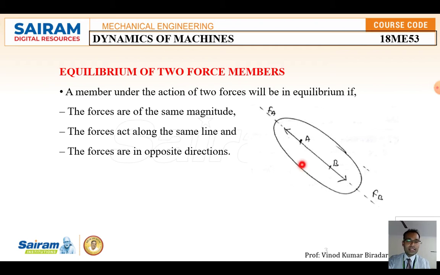The second condition is that both the forces should act on the same line. If force F1 is acting on the line on the body, Fb should also act on the same line. I have shown it here with the dotted line. It should not act in this side direction, away from the horizontal. If force F2 acts on this side, the body will fluctuate, the body will vibrate. That is not in static equilibrium condition. The third condition is that they are opposite to each other. If these three conditions are satisfied, we can call the given body or system to be in equilibrium condition, that is, the two force member is in equilibrium.